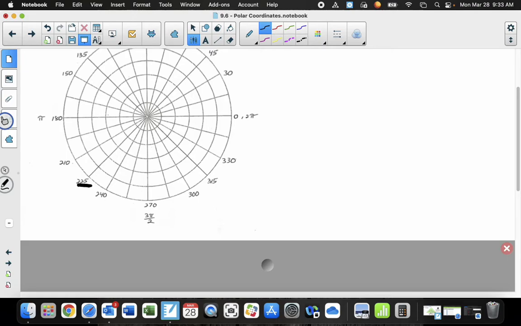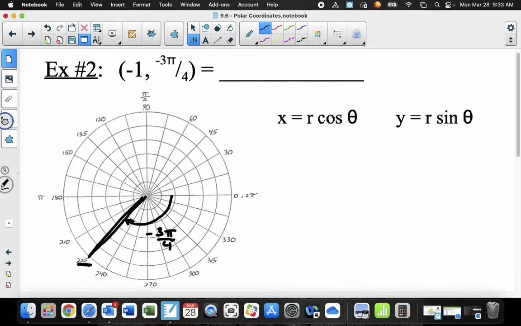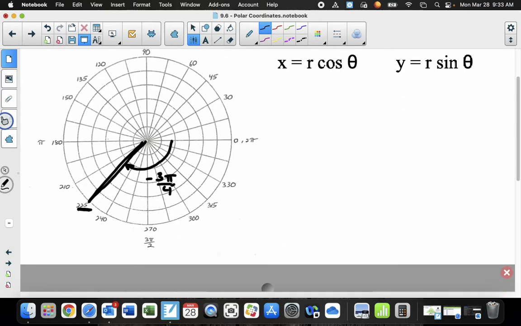So this is normally where you would go. You would go to that angle right there. That would be your theta. That's negative 3 pi over 4. But because the radius is negative, instead of coming this direction, we're going to go in the opposite direction to which angle? We're going to be going to 45 with a radius of 1. Okay? Whenever that radius is negative, you just go in the opposite direction. So we've got a radius of 1 at 45 degrees.